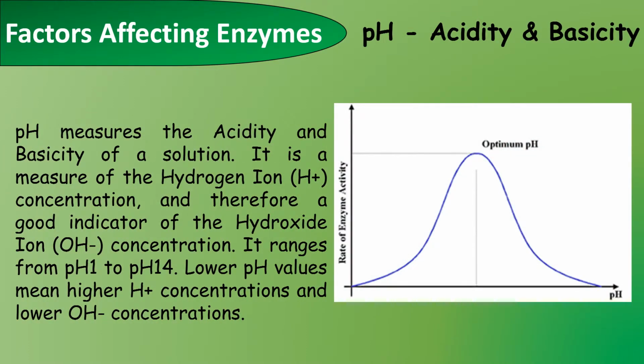pH measures the acidity and basicity of a solution. It is a measure of hydrogen ions, which are H+ ions, and therefore a good indicator of the hydroxide ion, which is OH-. In this case, we talk about hydrogen ions as being the hydrogen ion concentration and OH- ions, or hydroxide ions, as being the OH- concentration. It ranges from pH 1 to pH 14. Lower pH values mean a higher H+ concentration and lower OH- concentration, and vice versa when we approach pH 14.